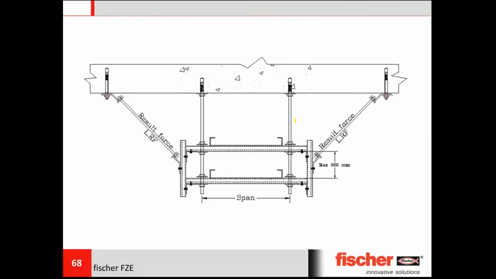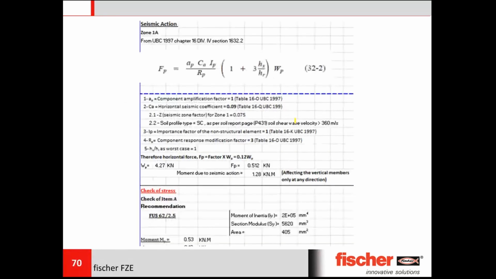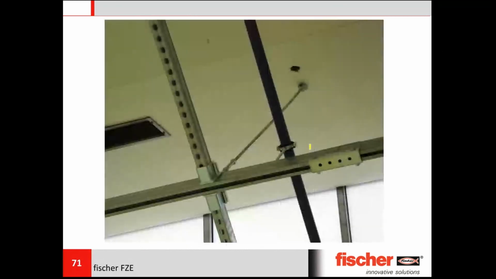Furthermore, examples of bracing systems using threaded rods. And this is a glimpse of the calculation which would be submitted for approval. So based on various standards accepted by the project, we do the complete seismic calculation to prove that the application is safe. And this is one example of a bracing system installed at site.